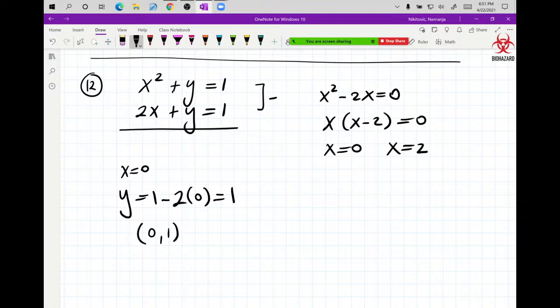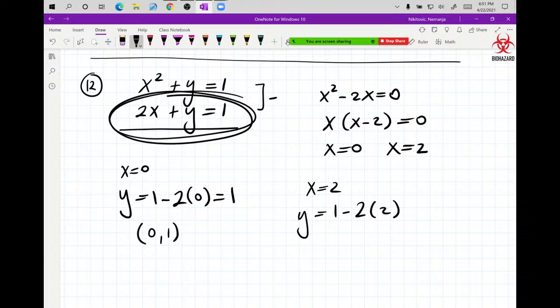Then you go to x equals 2, and you do the same. y is equal to 1 minus 2 times 2. Again, that's this equation when you move 2x to the right side. Get 1 minus 4 equals negative 3. So the second solution is (2, negative 3).